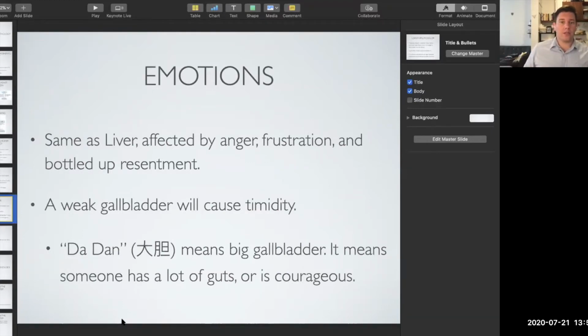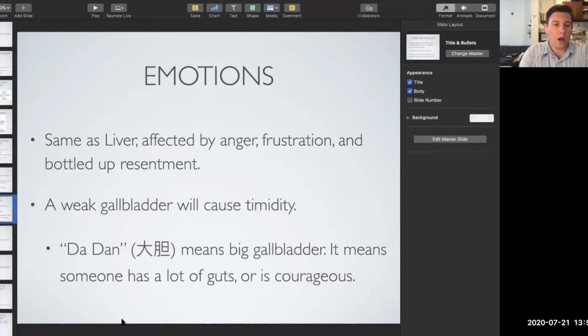So same as the liver, the gallbladder is going to be affected by anger, frustration, bottled up resentment. I find the gallbladder is more affected by resentment than the liver is. There's something about, especially in the way that children are often raised, there are ways in which they need education, but often that education doesn't incorporate their ability to correctly tune their intuition and their ability to discern. And if that doesn't happen, then you can create timidity in the child.